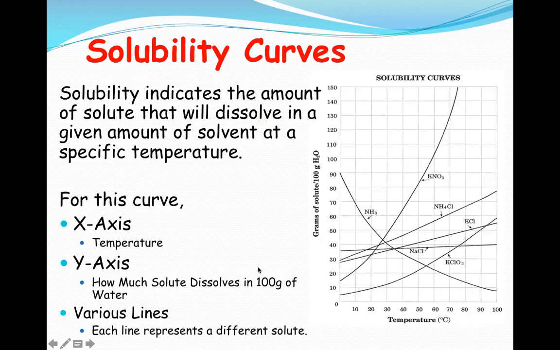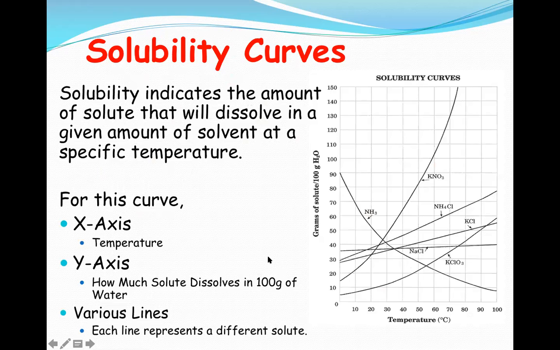Pretty cool. All right, so this is a solubility curve. This is where above, below, or on the line comes into play. So solubility indicates the amount of solute that's going to dissolve in a given amount of solvent at a specific temperature. Temperature is a big part of solubility.